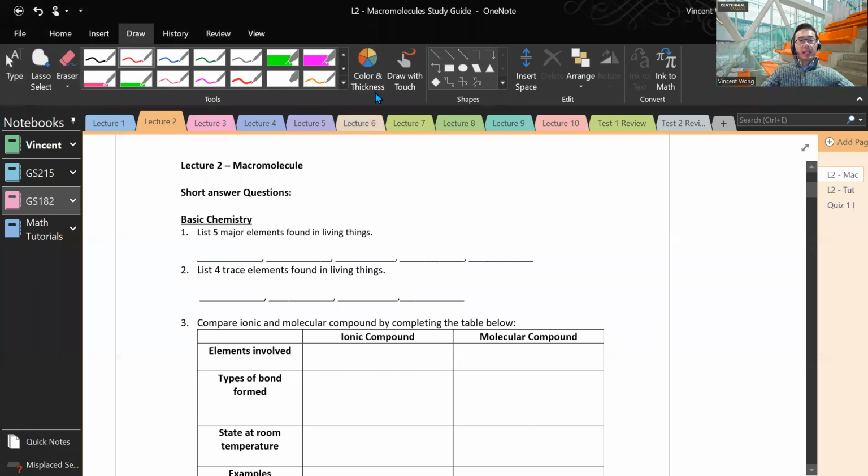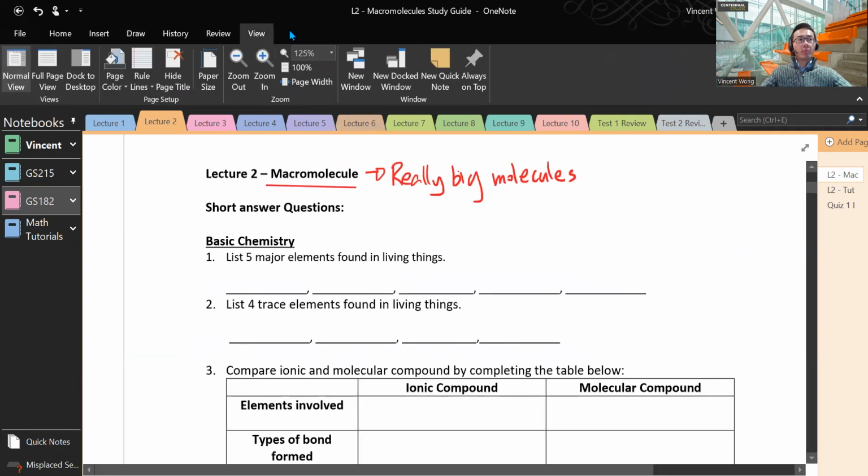Okay, macromolecules. What is the meaning of macromolecules? Well, basically, it just means that they are really big molecules. If you think about H2O, which is a water molecule, there are 3 atoms in it, 2 hydrogens and 1 oxygen. But when we are talking about macromolecules, we are talking about thousands and thousands of atoms sometimes. So they're really big molecules. That's basically what it means.